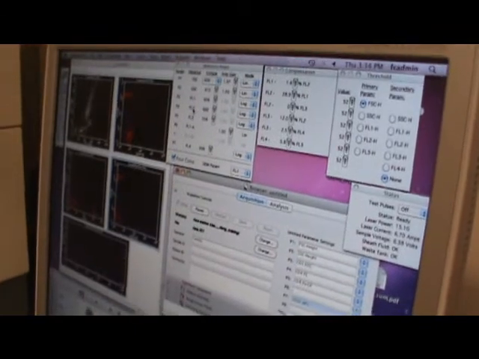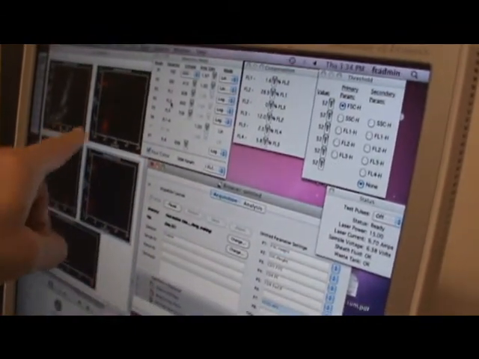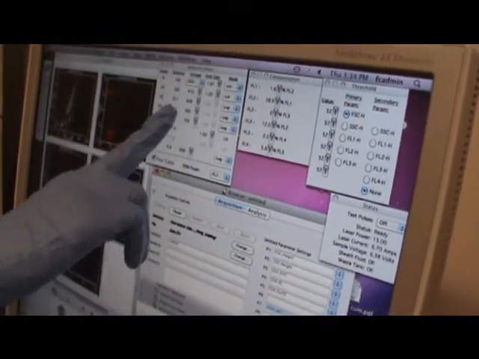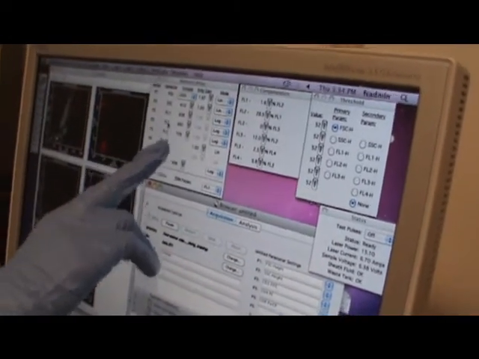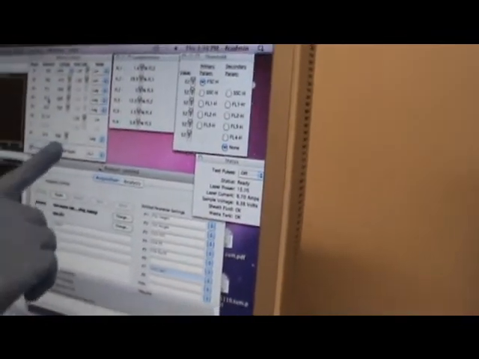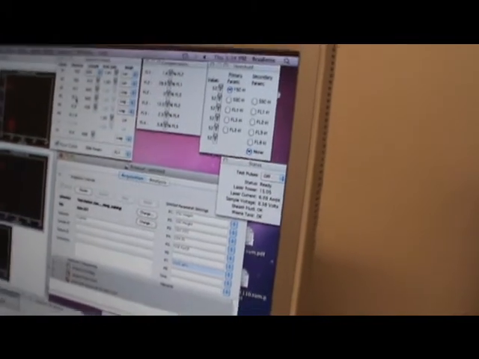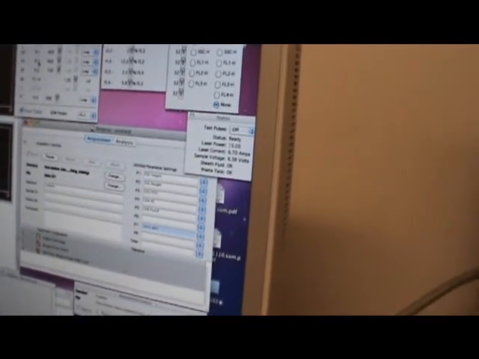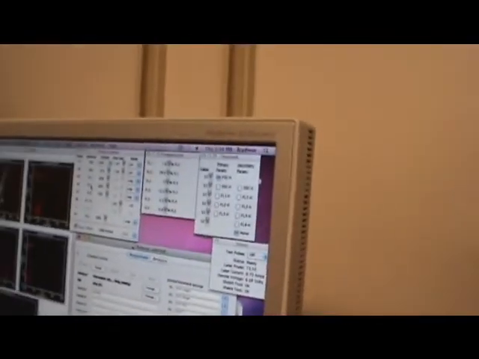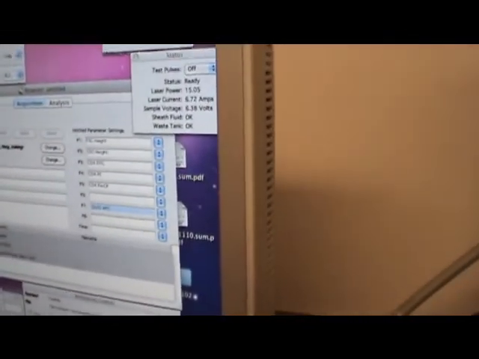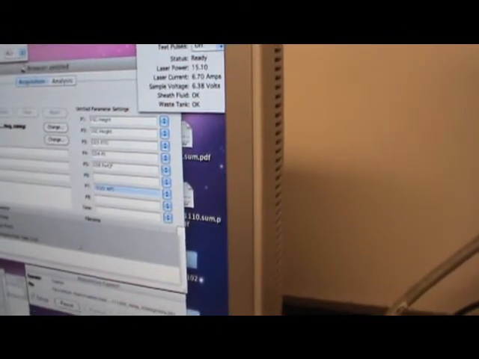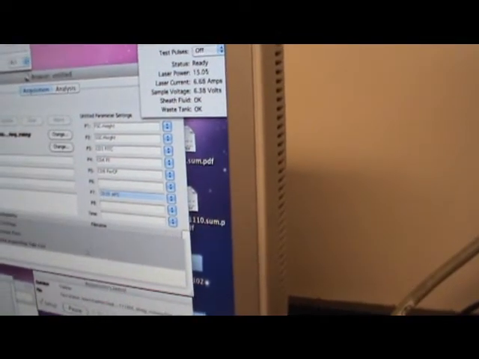So now, if I change this, this is PE, which is my FL2, right? PE is FL2, because FL1 is always FITC. FL2 is always PE. FL3 is always PerCP. And then FL4 is always APC. So FL1 is FITC, FL2 is PE, FL3 is PerCP, FL4 is APC.